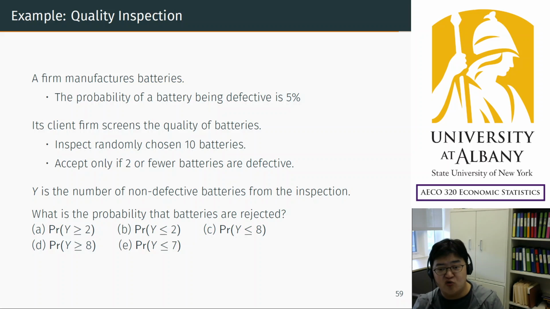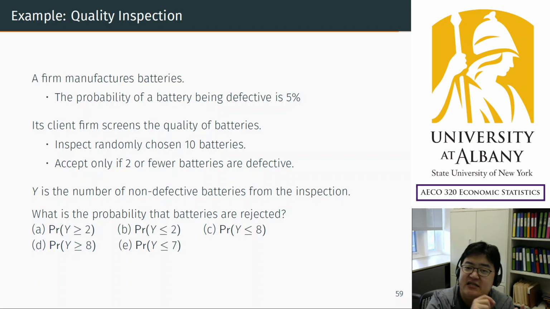So say you receive a huge number of batteries from the supplier, but you cannot check all of them. So you randomly choose 10 batteries and inspect only those 10 batteries. And you are going to accept the shipment only if 2 or fewer batteries are defective.